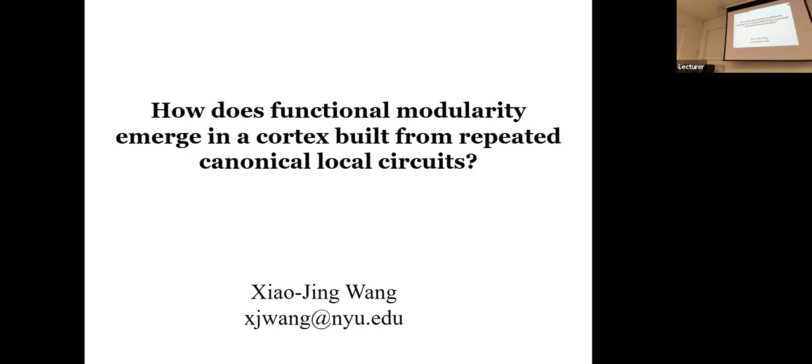That's not all that he does. Another side of his research is about the functional architecture of the brain and how it is that hierarchies of activity or anatomy might emerge across the brain. And it's a part of this side of his research that he's going to be telling us a bit about today. So thanks very much, Xiao-Jing.